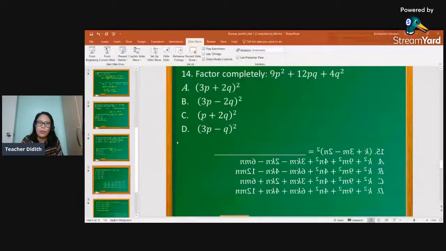Let's just work on number 14. Let's skip number 15 kasi baliktad ang hirap intindihin. Okay, factor completely for number 14.